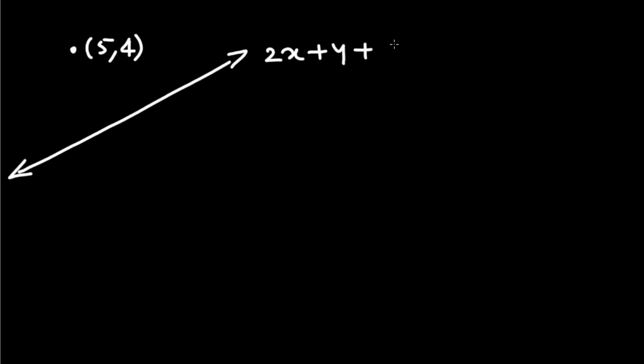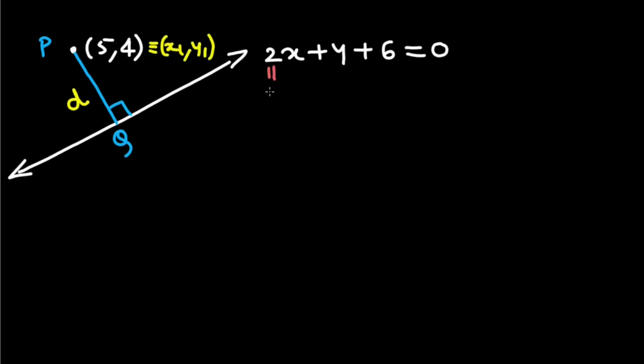How to find the distance of point (5, 4) from the line 2x plus y plus 6 equals 0. Let this point be P. Draw a perpendicular on this line, which is PQ. We have to find the length PQ, which is D. We have (5, 4) equals (x1, y1). This 2 is A, this is B which is equal to 1, and this 6 is C.